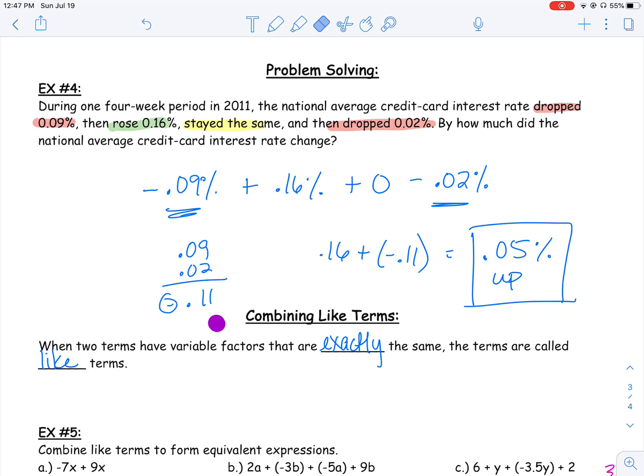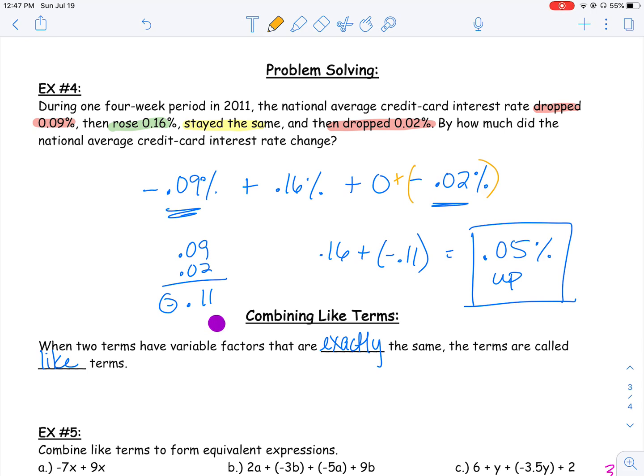So instead of writing it as an addition problem, they write it into words. And so it might be easier for us to take it out of words and make it into an addition problem. So the first one I saw is dropped, so I know that that's going to be a negative 0.09. Then it says it rose, which means it's a positive 0.16. Then it said it stayed the same, so I'm going to add nothing, plus 0. And then it dropped again, so then I'm going to add a negative 0.02%. So using those words to interpret it into a math problem.